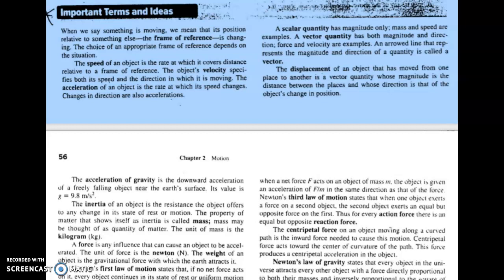So Newton has three laws of motion in relative motion problems. The first law of motion, the second law of motion, and the third law of motion, all are listed here, and we'll go through all of them.